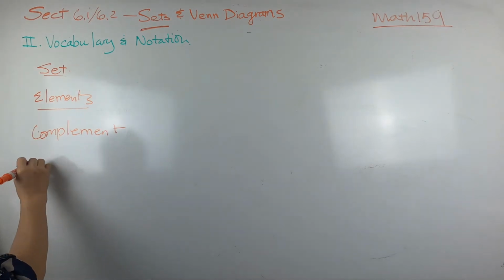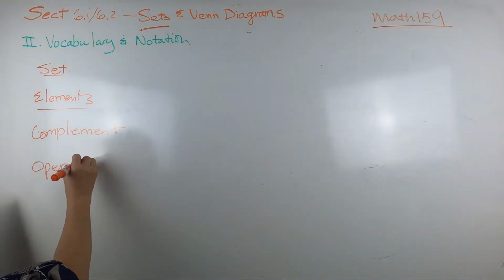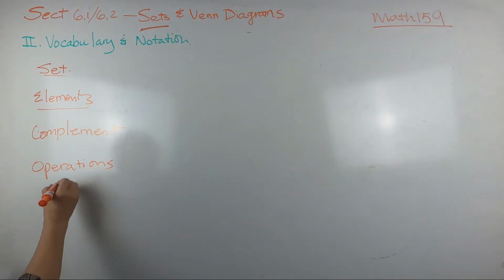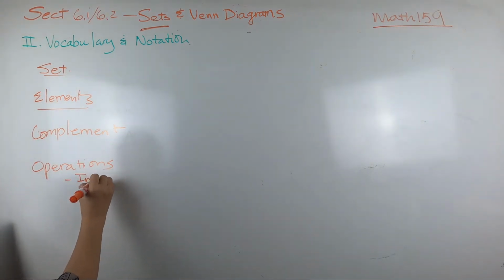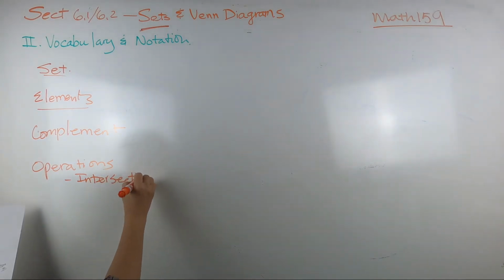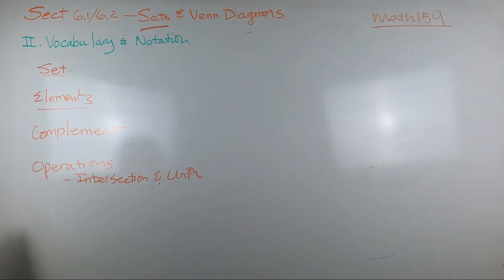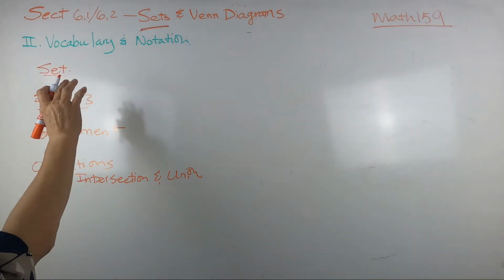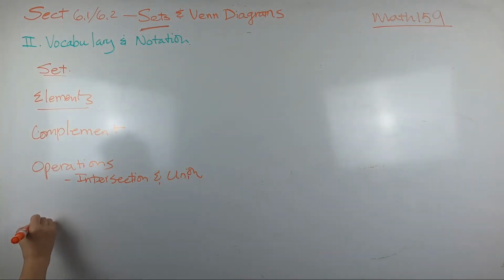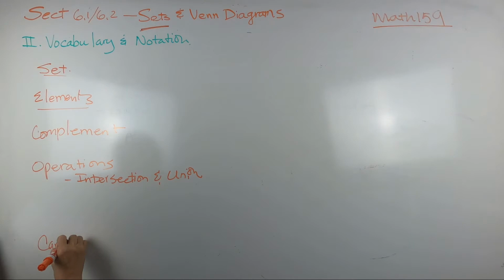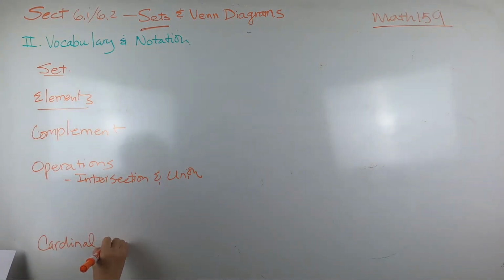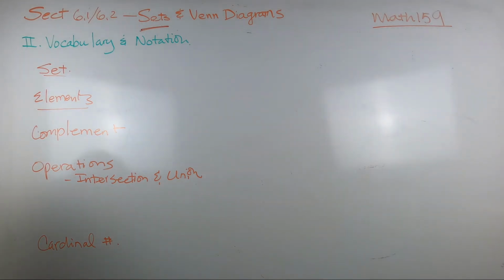And we are going to do operations on them. For operations, we have something called intersection and union. Those are the concepts we are going to use to describe the sets. And another thing is called cardinal numbers. Those are the terminologies we are using for the sets. Then we see what kind of symbols we are using.